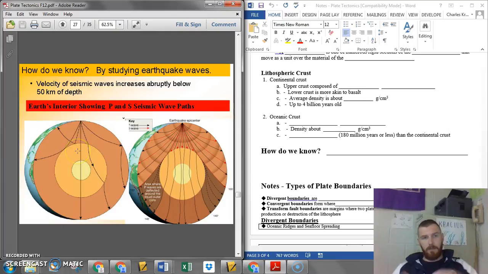And how do we know this? By studying earthquake waves, we can determine this. So velocity of a seismic wave increases abruptly below 50 kilometers of depth. And we'll talk more about these P and S seismic wave paths as we get to earthquakes in this unit.